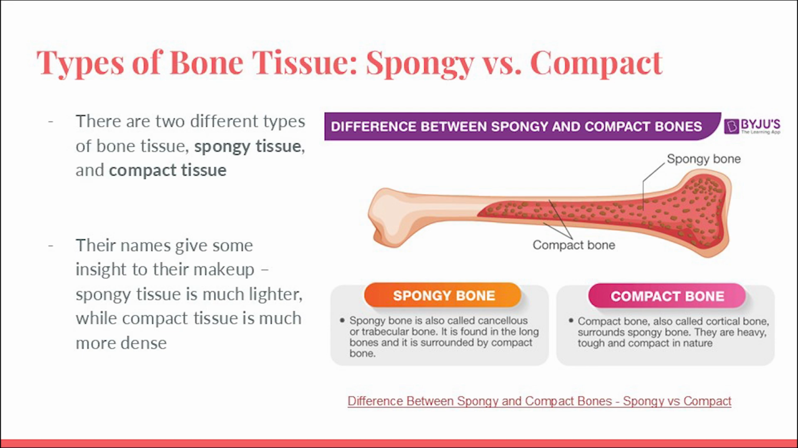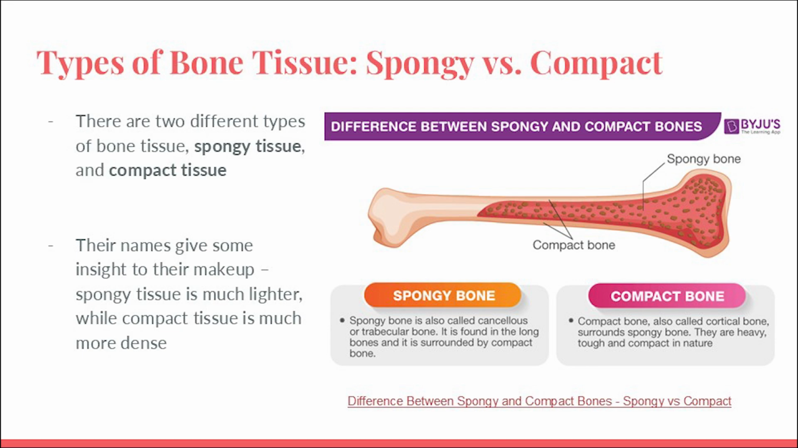And if we come back to our little diagram here, we have a little tidbit of information on the bottom that just reiterates: compact bone surrounds spongy bone. So the spongy bone is on the inside and the compact bone is on the outside of the spongy bone.